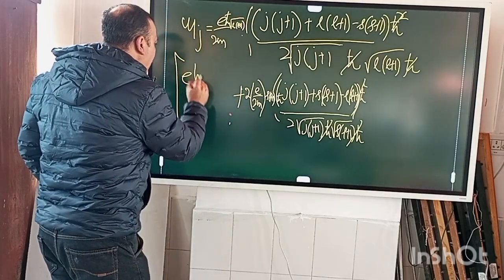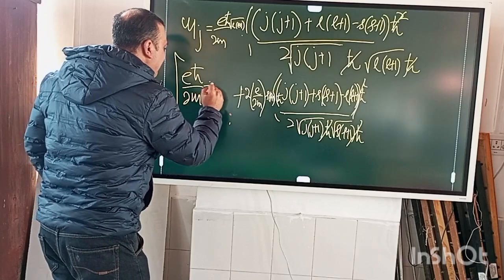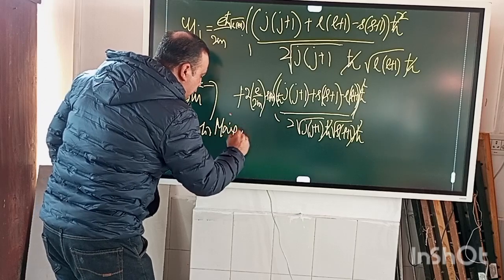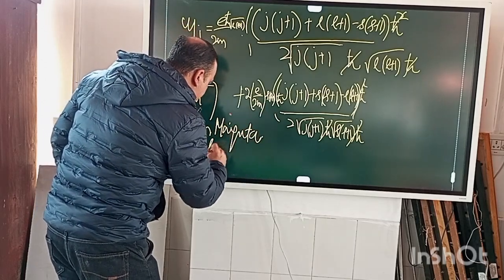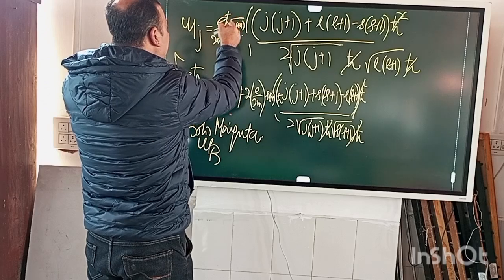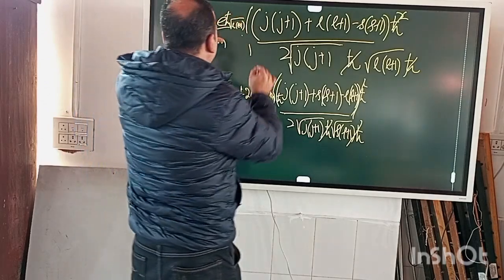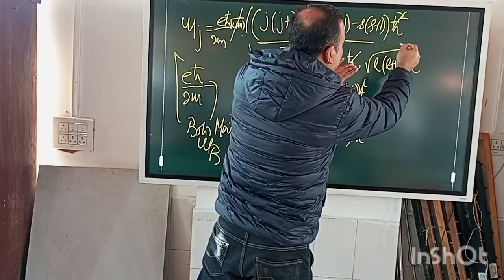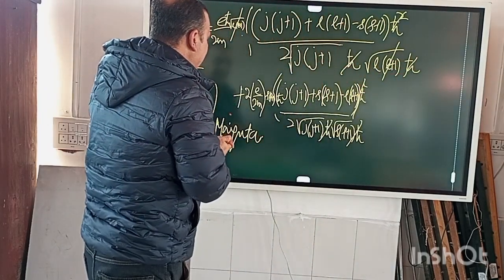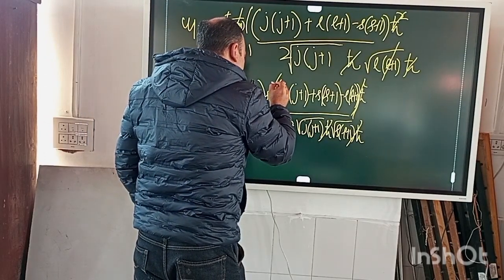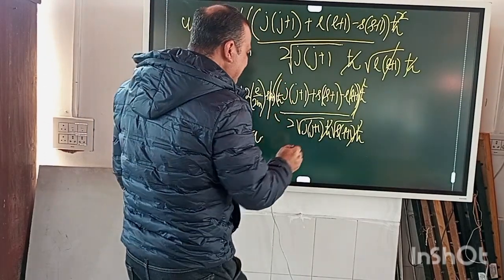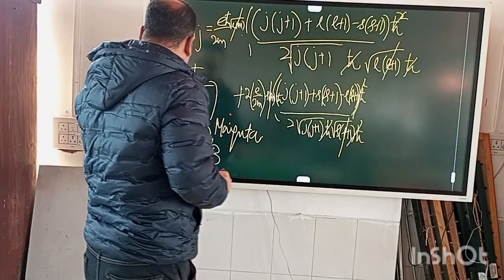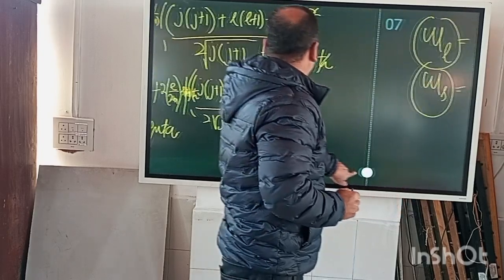This eh bar by 2m is nothing but the Bohr magneton, mu B. So instead of eh bar by 2m, I can use mu B. And here we can see this square root of L times L plus 1 is going to cancel with the square root of L into L plus 1, and spin S into S plus 1 is going to cancel with S into S plus 1. So let's write down what we are left with.